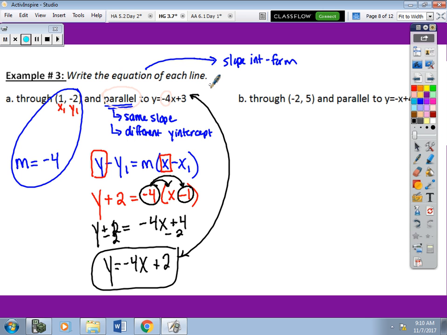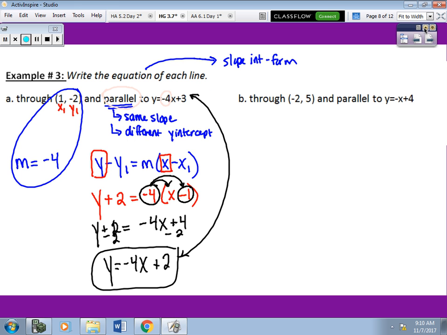See if you guys can try the next one. Write the equation of a line that goes through this point that's parallel to the line y equals negative... This is really y equals a negative 1x plus 4.